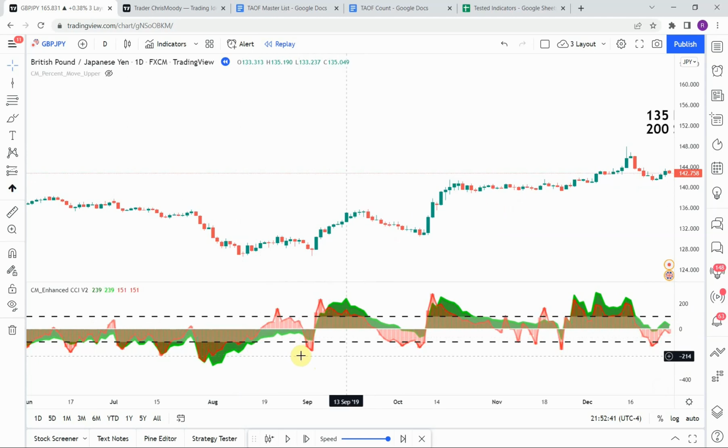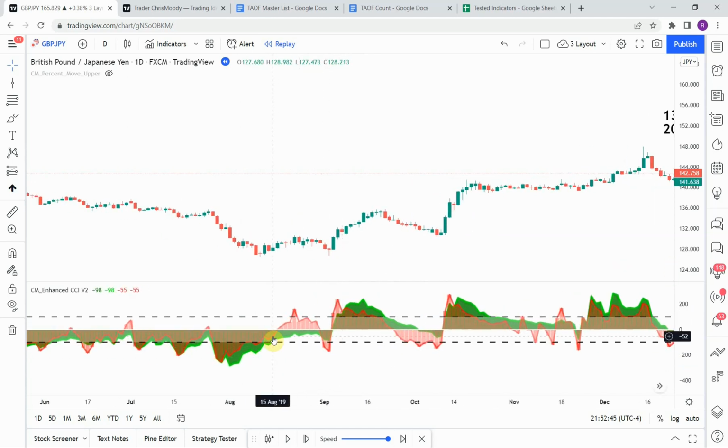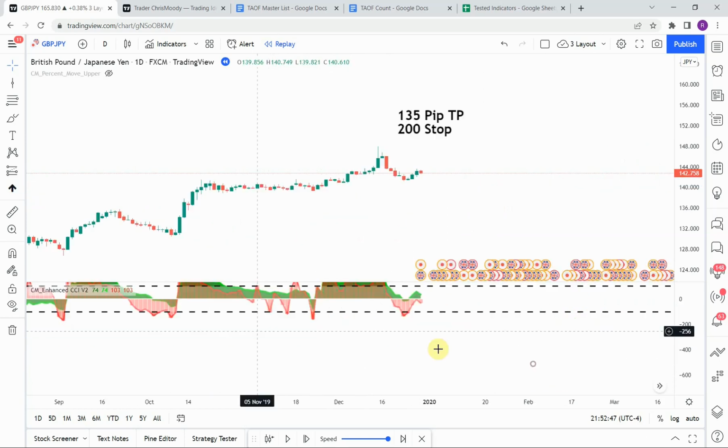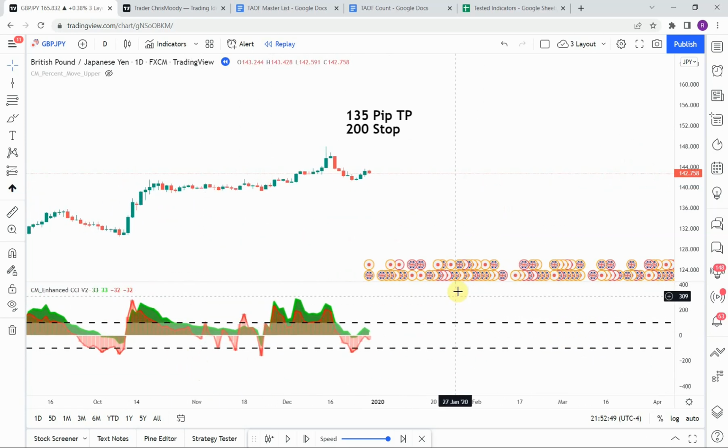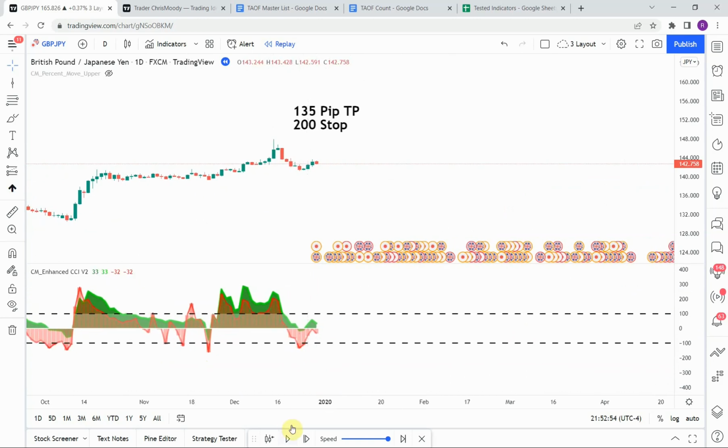And when we do that, if we are on the top side, we are going to go short. If we are on the bottom side, then we are going to go long. So that's what we're looking for. Long explanation there. Let's get on with the testing and see what we can get.